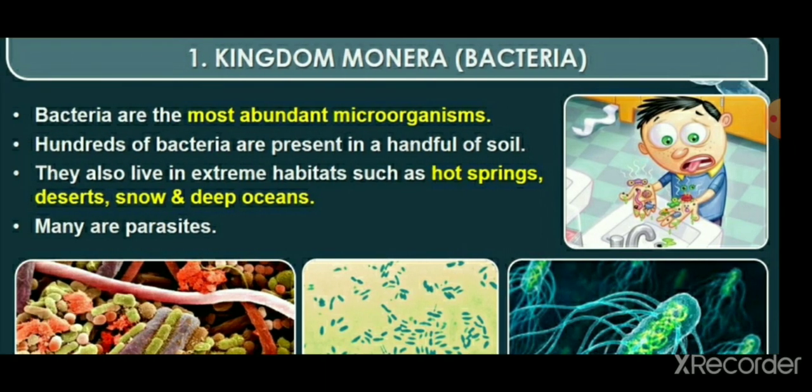In the first kingdom, Monera, bacteria are the most abundant microorganisms. Hundreds of bacteria are present in a handful of soil, and they also live in extreme habitats such as hot springs, deserts, snow, and deep oceans. Many are parasites.